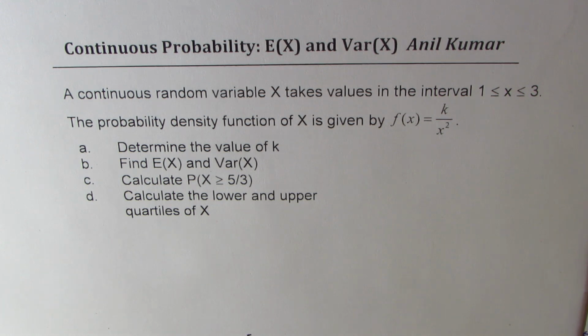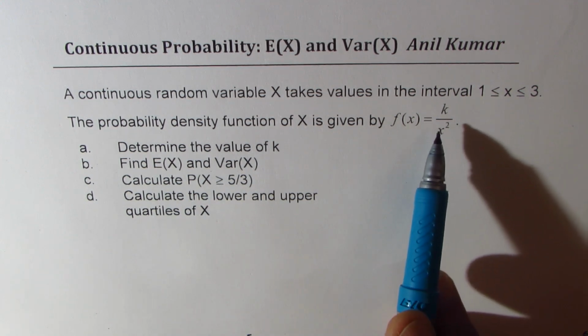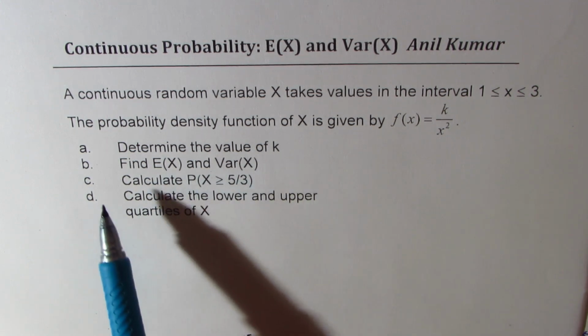Here is another very interesting question from one of our viewers. It is based on continuous probability. The question here is, a continuous random variable x takes values in the interval 1 to 3. The probability density function of x is given by f of x equal to k over x square. A. Determine the value of k.